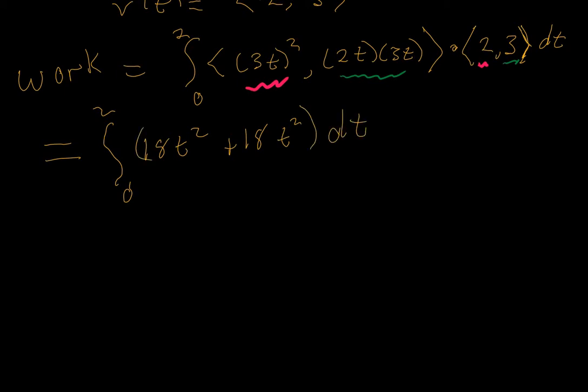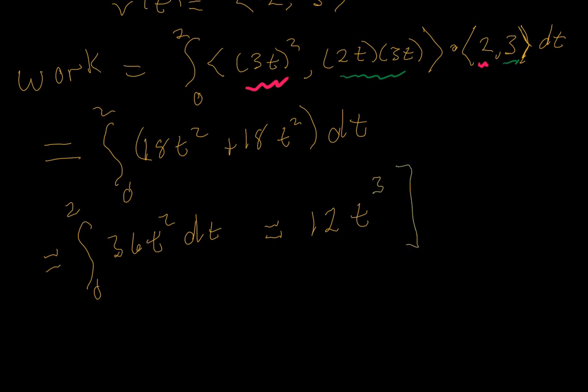We now have a scalar, not a dot product or a vector at all. So we're going to integrate from 0 to 2, 36t squared with respect to t. And this antiderivative is going to be equal to 12 times t to the third. Using the power rule only to do this. We don't need anything more powerful.